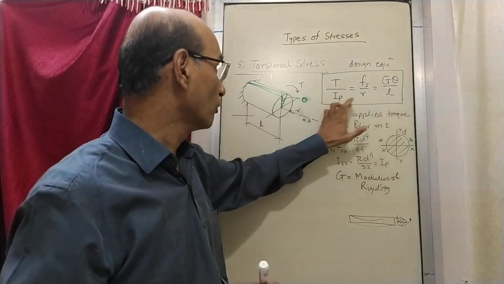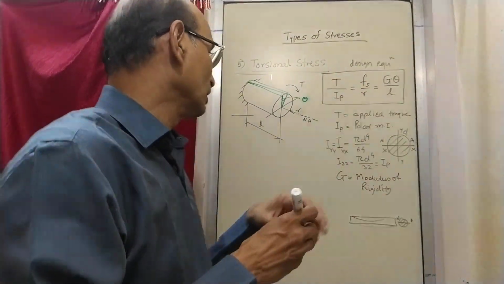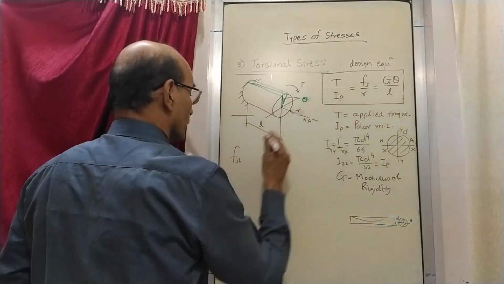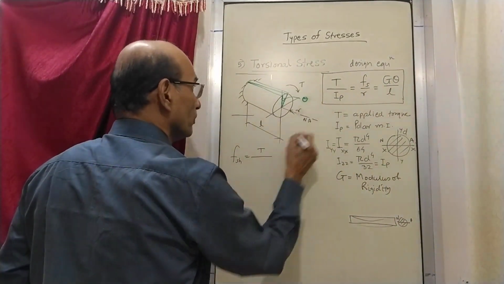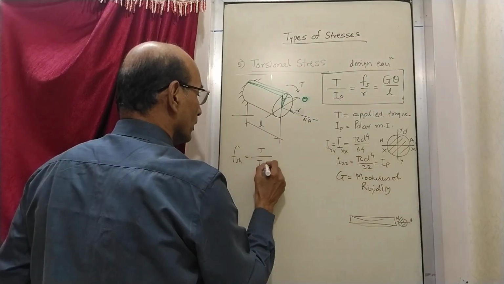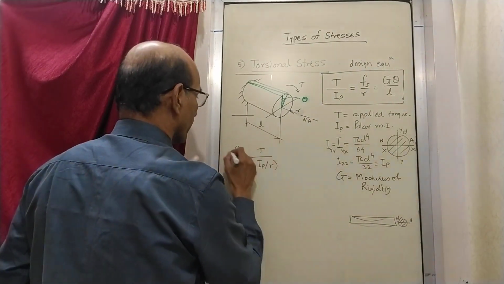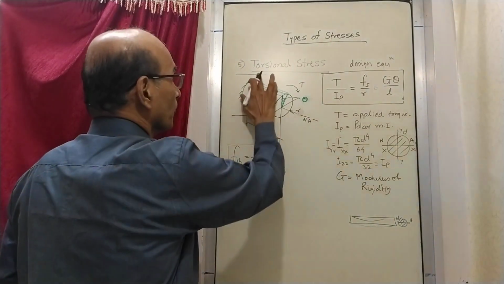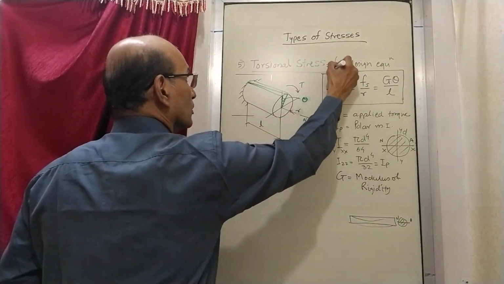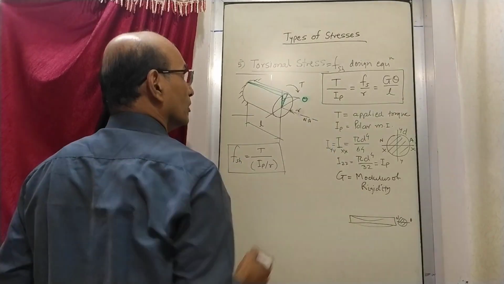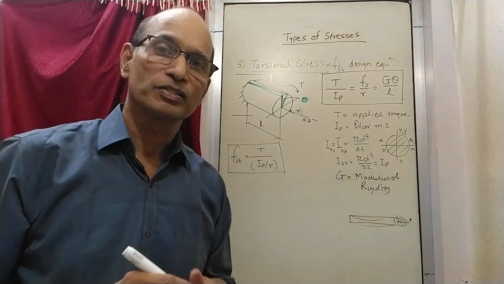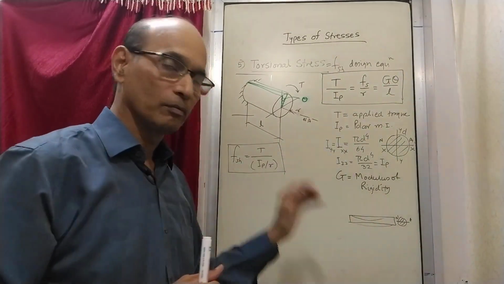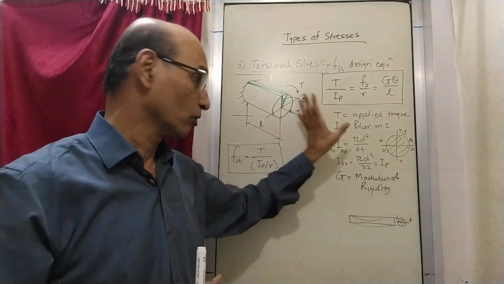Now if you just equate this much part, then that will tell you that F shear is equal to torque upon IP divided by R. So this is the formula for torsional stress. Torsional stress in this case is shear stress. So the torsional shear stress is given by this equation, and this is the background of that.